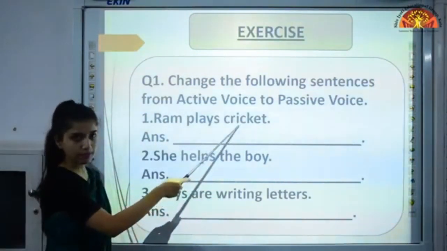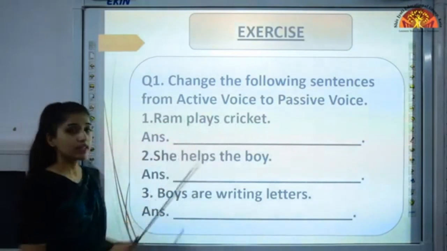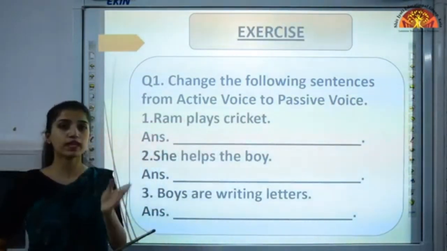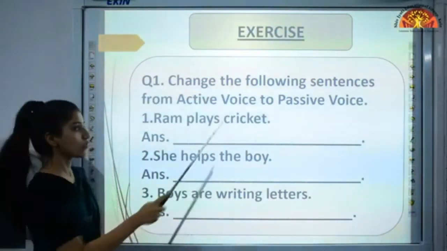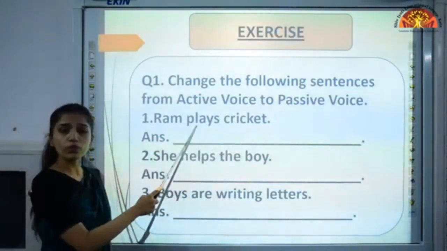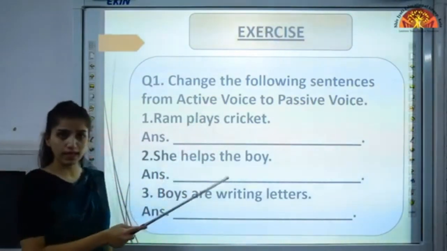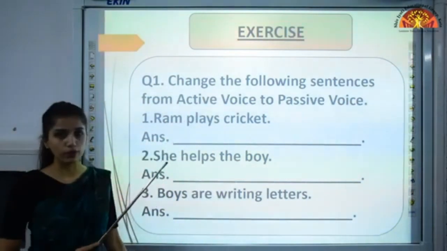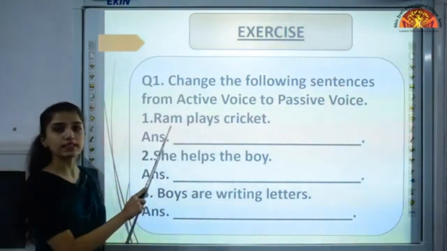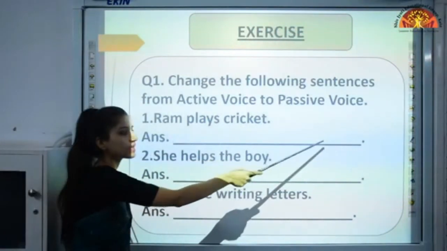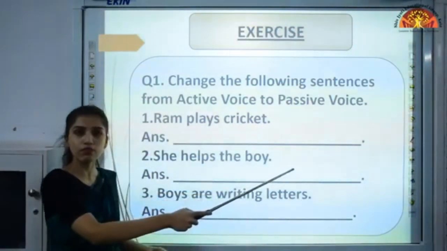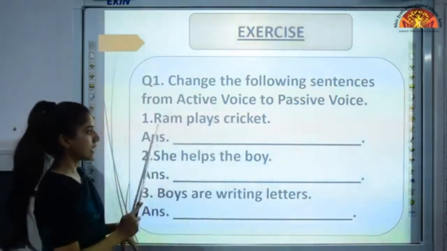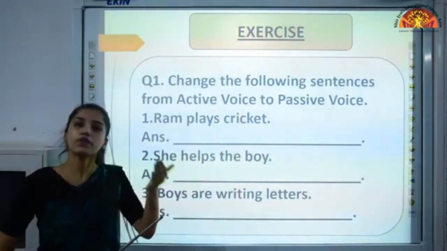First the object will come, that is cricket. Then, cricket, we are talking about a singular object, so what we will be using is or are, is. So cricket is, third form of the verb play, that is played by Ram, because we are not using any pronoun over here. If the name is there in the subject place, then in the passive voice, at the object's place also, that name will only come over there. So cricket is played by Ram.